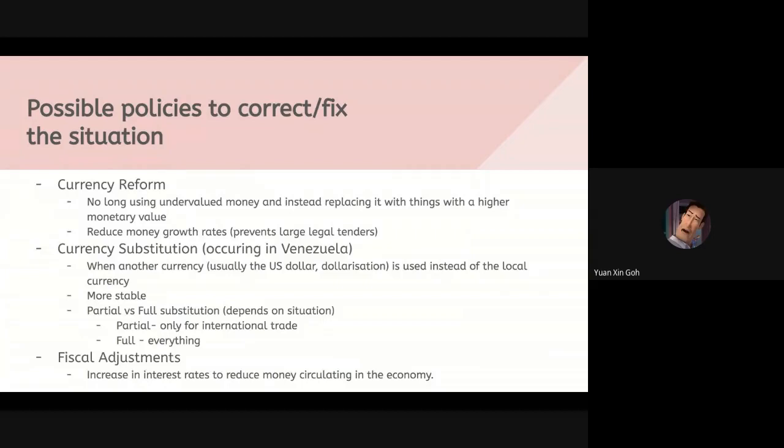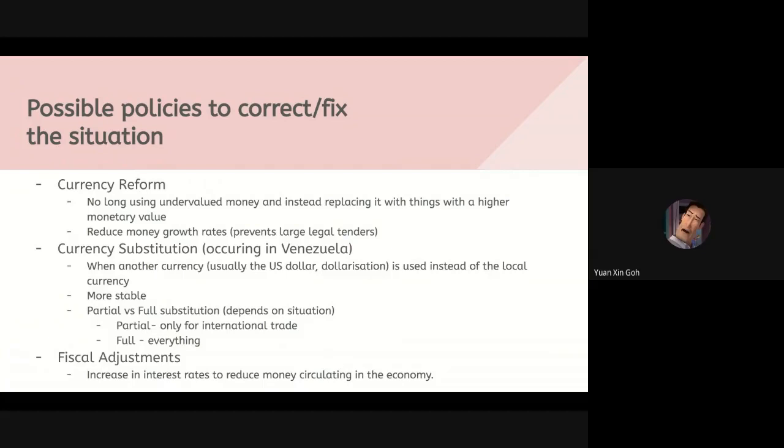And obviously in both situations, there are different consequences. If it's a full substitution, the country that has adopted the new currency is at the mercy of another country's economy. However, if they do a full substitution, it does make other countries more likely to invest, as they can see the value and accurately compare it.